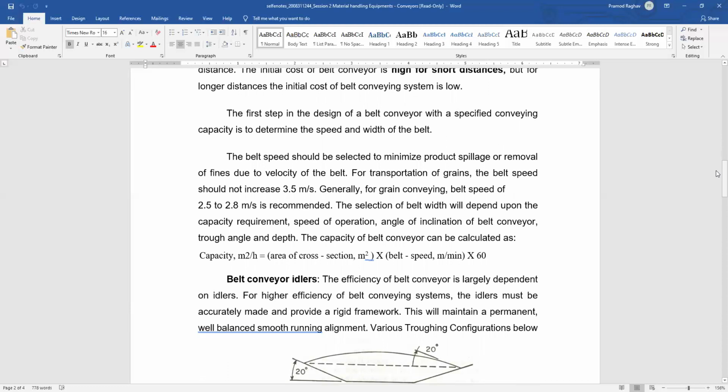If we do not fix the belt speed, or we do not control the belt speed, what will happen, the product may fall from the belt, and it may get damaged. So especially if the grains are there, we have to be very careful. For transportation of the grains, the belt speed should not be more than 3.5 meter per second. However, for general grain conveying, the recommended speed is 2.5 to 2.8 meter per second, but it should not be more than 3.5 in any case.